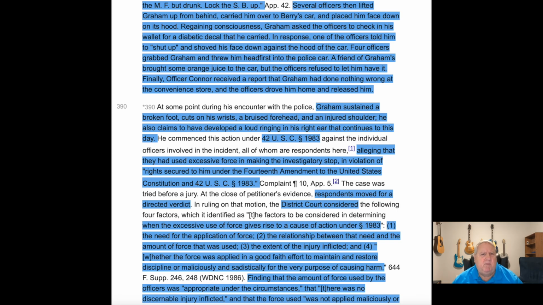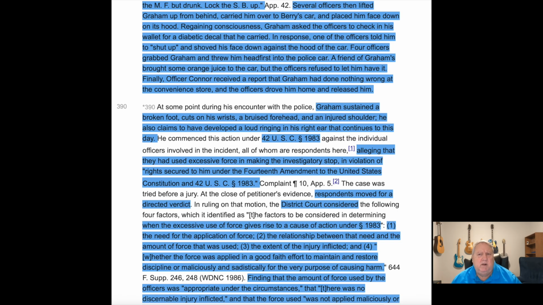The case was tried before a jury. At the close of petitioner's evidence, respondents moved for a directed verdict. So they're saying, don't even let this go to the jury. Court, make a decision. The state feels like it's clearly entitled to win here. In ruling on that motion, the district court considered the following 4 factors, which it identified as the factors to be considered in determining when the excessive use of force gives rise to a cause of action under Section 1983. And these are important factors.